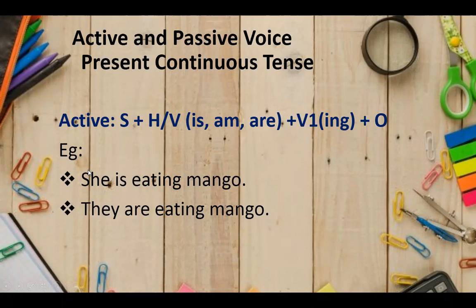Here are some examples. She is eating mango. They are eating mango. These are simple present continuous tense sentences, right? We have already done present continuous tense. We have done the translations. We have done the do is directed as well.